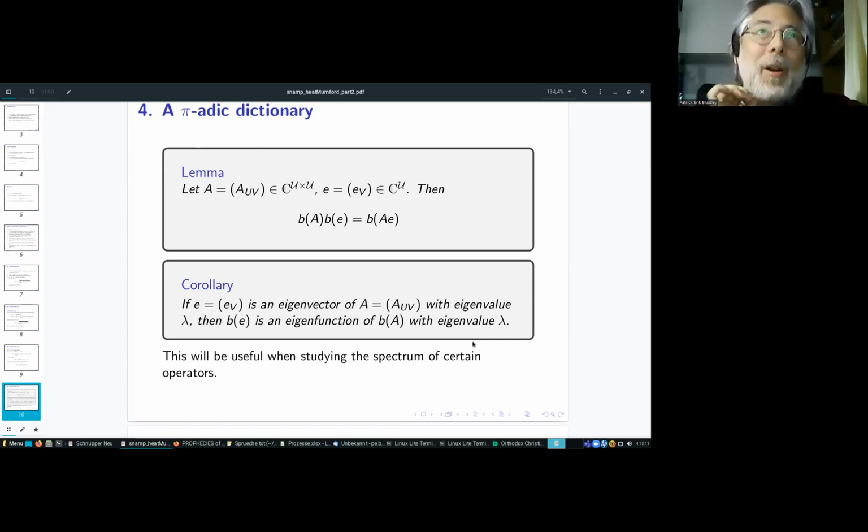And our lemma, which is part of the dictionary, is that it doesn't matter which picture you use. If you take a matrix A and multiply it by a column vector E, and then map this into the other space of functions with the function B, you can do the same thing as multiplying operator-wise, B of A acting on B of E. And a corollary that you get is if you have an eigenvector E of a matrix A with eigenvalue lambda, then the mapping will make out of E an eigenfunction of the operator B of A with the same eigenvalue. And this will be useful when we want to study the spectrum of certain operators that we'll construct. So matrix and operator can be interchanged when you look at the spectrum.